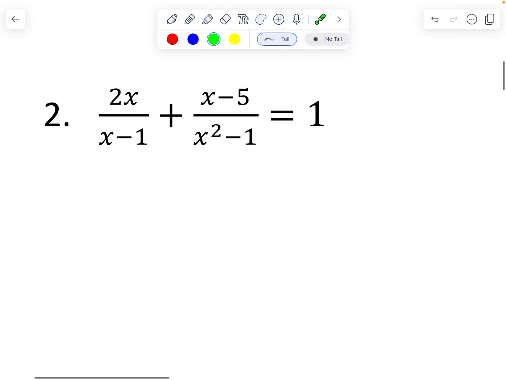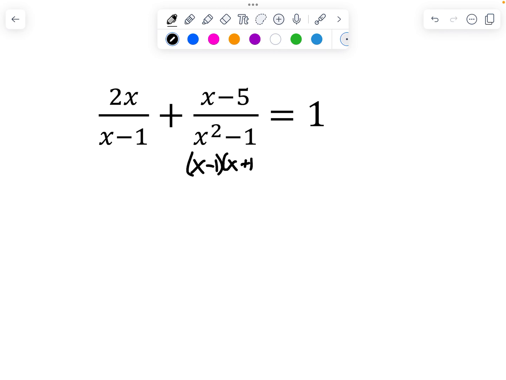Number 2, you got to double bubble first. Number 1, we didn't have to double bubble because there were no quadratics on the bottom. So double bubble, this is a difference of squares. So that double bubbles into x minus 1 times x plus 1. Okay, so that double bubbles like that.